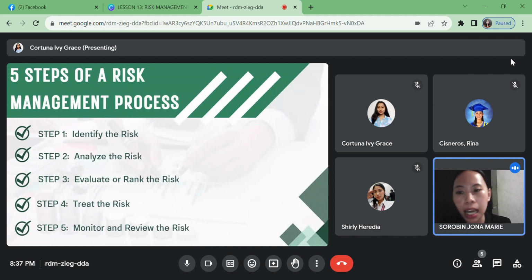So here is the 5 steps of a risk management process. Step 1 is to identify the risk. So when you identify the risk, you should ask yourself what possible risks may occur during the event. So first, you need to know what the objectives of the event are, and what objectives may be related to possible risks. Then the target audience: are they children, teenagers, or elderly, since there may be injuries.